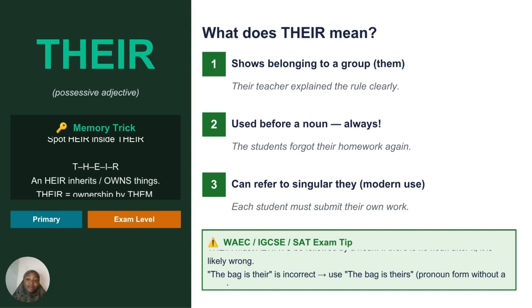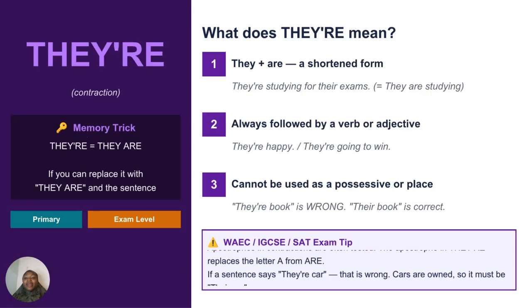Now, this is an exam tip for you. Because their is a possessive adjective, it must have a noun after it. If there is no noun, it's likely incorrect. For instance, writing the bag is their is wrong. Instead, you must use the pronoun form: the bag is theirs.